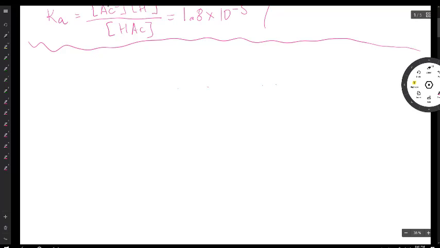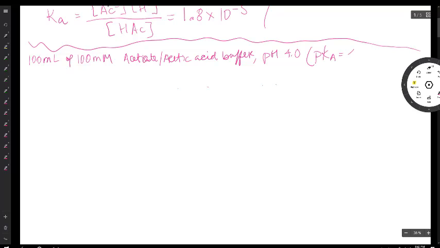So what we're going to do is we're going to say we want 100 milliliters of 100 millimolar acetate buffer, or acetate acetic acid buffer. And we want a pH of 4.0. And we know from what we pulled off the internet that we have a pKa of around 4.7. Okay, great.